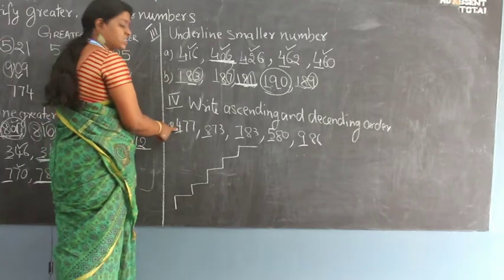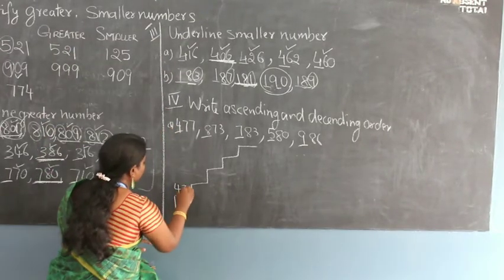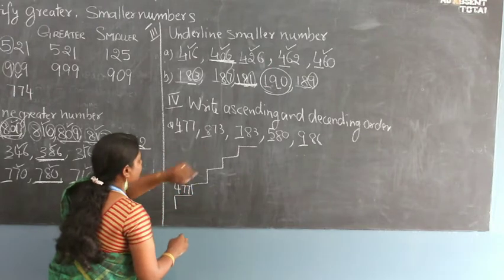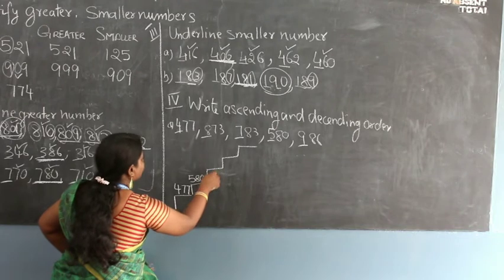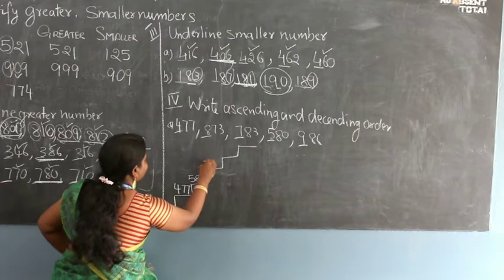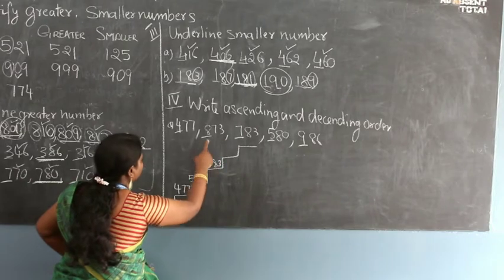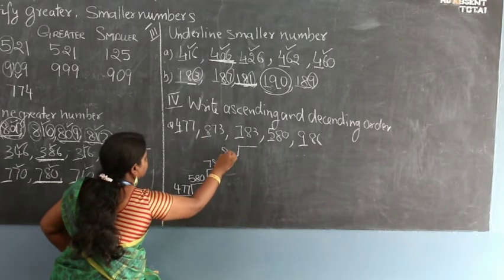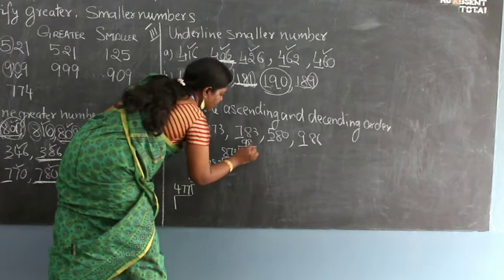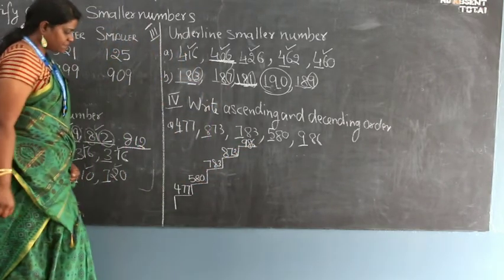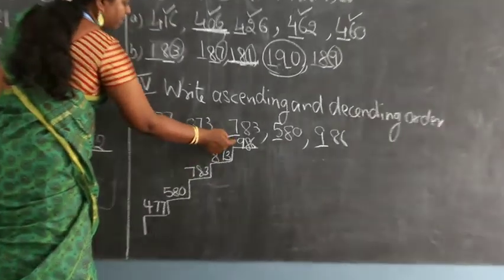The smallest here is 4, 7, 7. So we are going to write in the first step 4, 7, 7. In the second step we are going to write 5, 8, 0. Third step we are going to write 7, 8, 3. After 5, 7 is the bigger number, right? Then 8, 7, 3. And here it is going to be 9, 8, 6. You see that? This is smaller, little bigger, little bigger, little bigger, the biggest number.